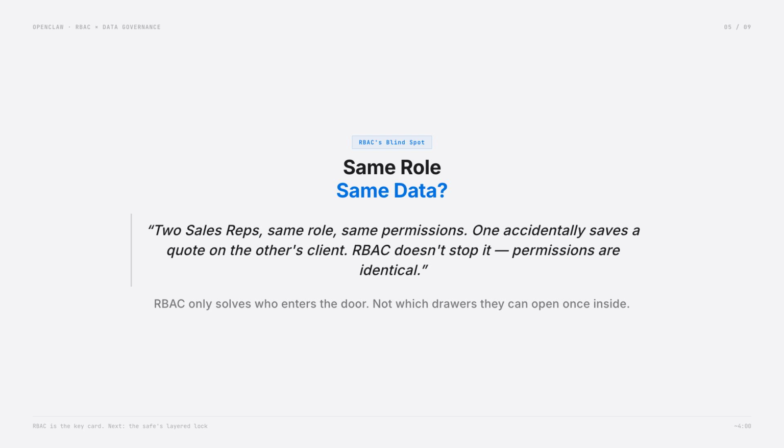Fine, they are the teller. But can they check their neighbor's account? No, not even their mom's. The system says tellers can only check customers who walk up to their window. Same role, different data scope.